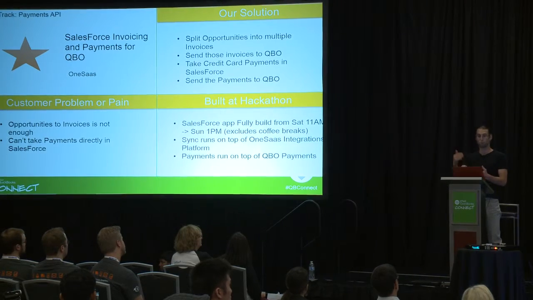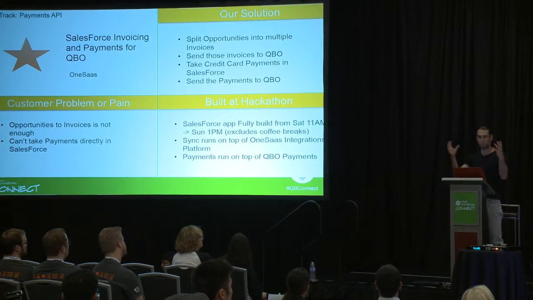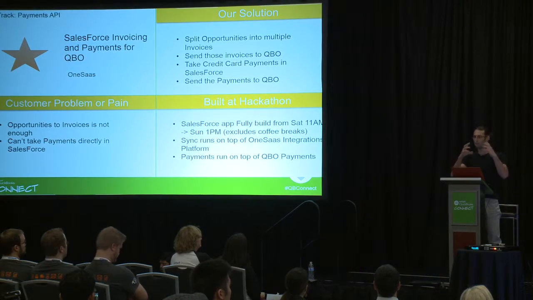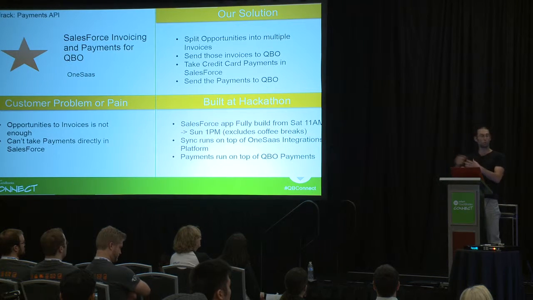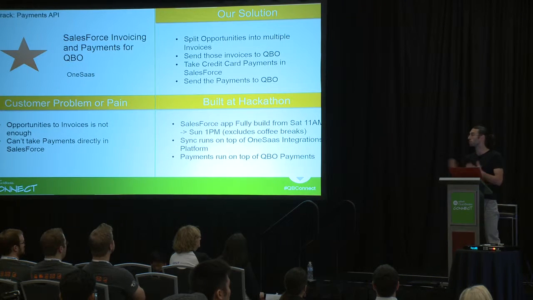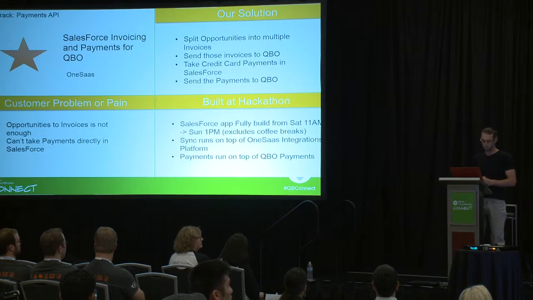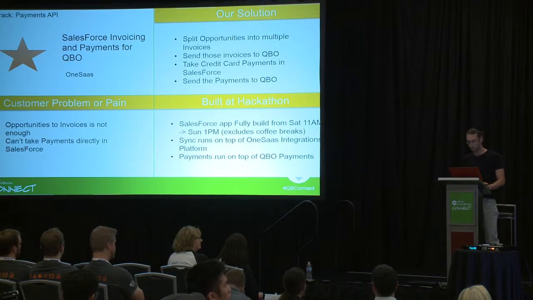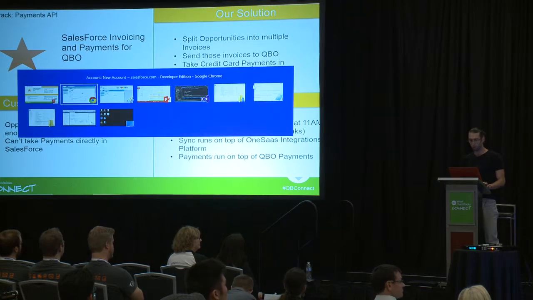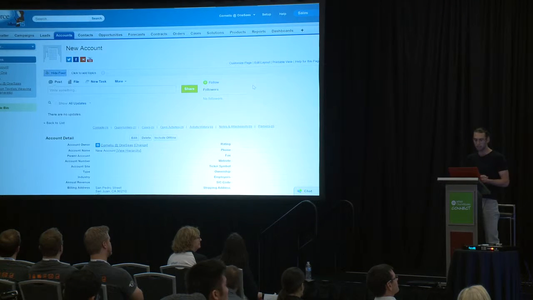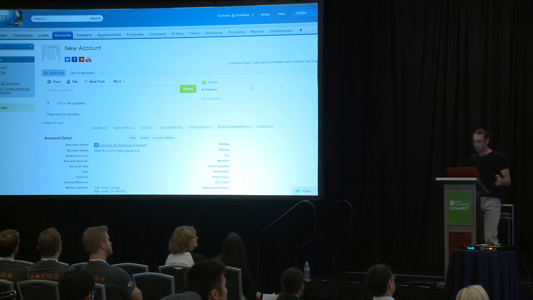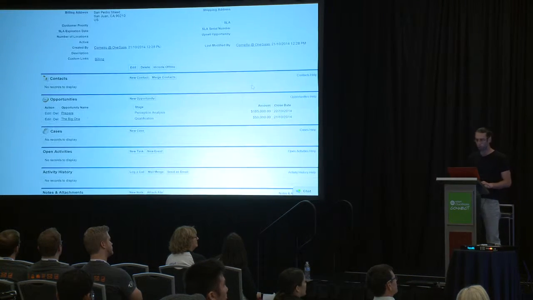For example, as the project goes on, you have the big opportunity, and you piecemeal slices of that opportunity into invoices. They get sent out, and potentially you can take the credit card payment. So this was all built here, and hopefully it's going to work correctly. Let's go in Salesforce. We have a simple account. We should have done QBO conference.